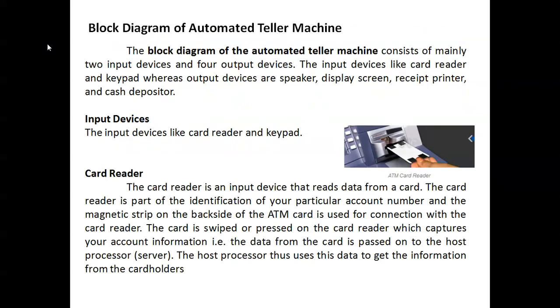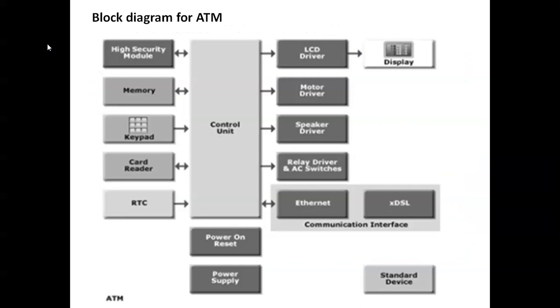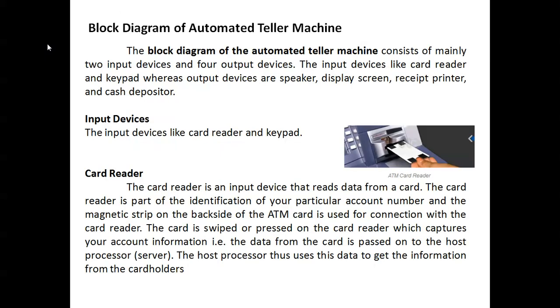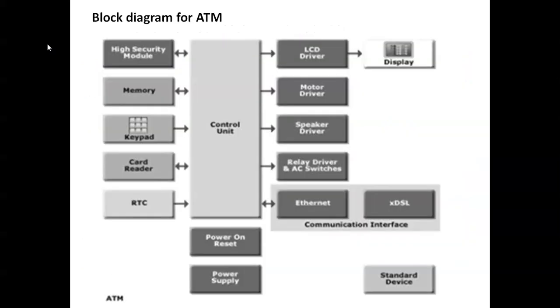And the block diagram of the automated teller machine. This is the basic block diagram of the ATM machine. It has a high security module, memory, keyboard, card reader, RTC real-time clock, then LCD driver, hard disk driver, speaker driver, relay driver, then internet, then power supply. These are the basic components in the ATM-based control unit. So how do they give the input? There is a card reader. We have to put the card into that card reader. The card reader is interfaced with the card and the system. Once you enter the card, it will ask for the PIN. If you enter the PIN, then you can access and withdraw your money.